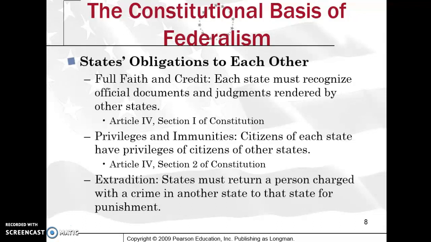To prevent this from happening in the future, the Founding Fathers wrote several clauses into the new Constitution to help maintain and build a more perfect union by forcing states to cooperate with one another. Specifically, the Full Faith and Credit Clause, found in Article 4, Section 1 of the Constitution, states that individual states must recognize official documents and legal judgments given in other states.